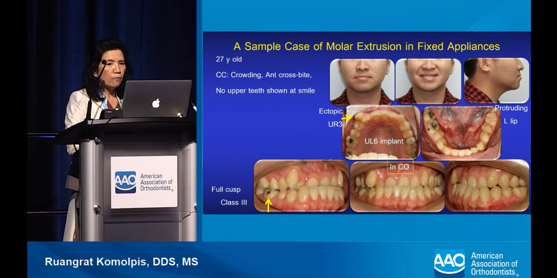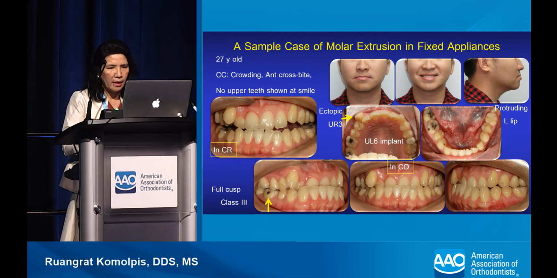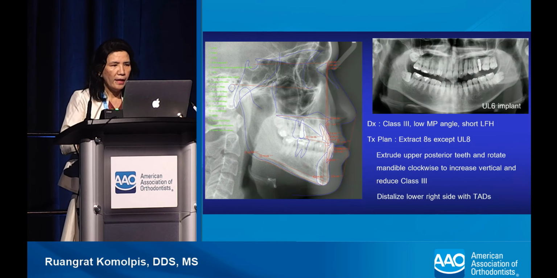Let's look at this case that was treated with fixed appliances to extrude molars. 27 years old, came with crowding and crossbite. He has protruding lips and doesn't show much of the upper teeth when he smiles. He has an ectopic upper right canine and a small implant on the upper left 6, full class 3 molars on the right. In CR, he bites on the anterior teeth and had a large posterior open bite. Diagnosis: class 3, low mandibular plane angle, short lower face height.